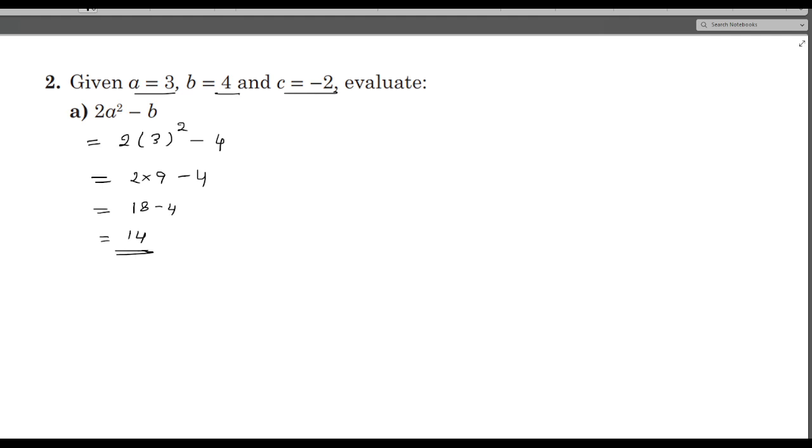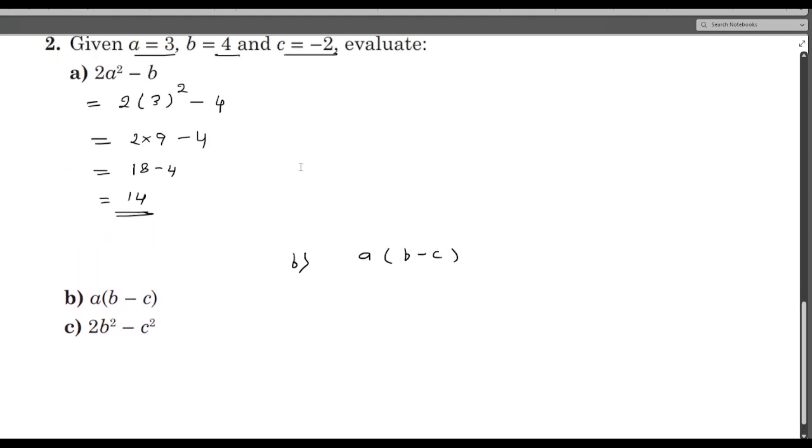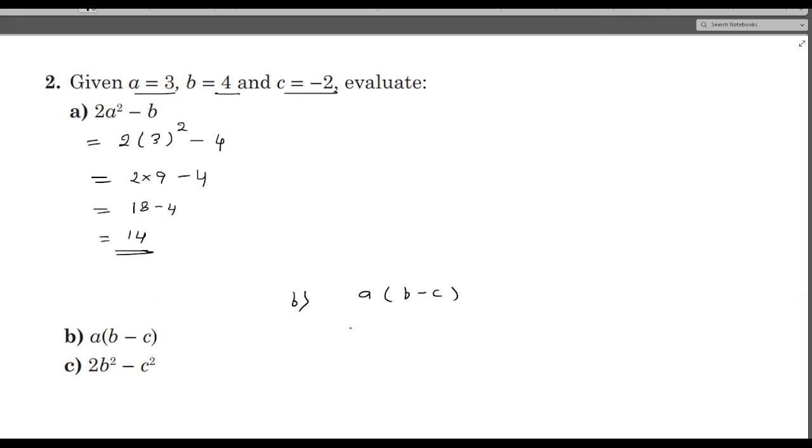Okay, so there are 2 more questions like this, B and C. I am taking them together. Let us solve B first. Your B is A times B minus C. The value of A is 3, B is 4, minus C is minus 2. So I have to subtract minus 2 from 4.